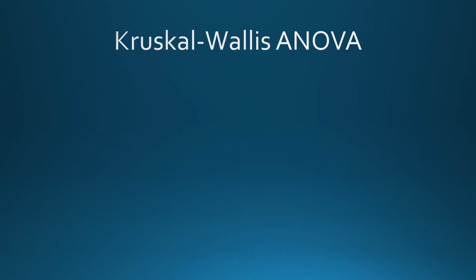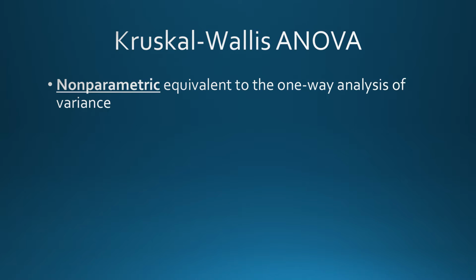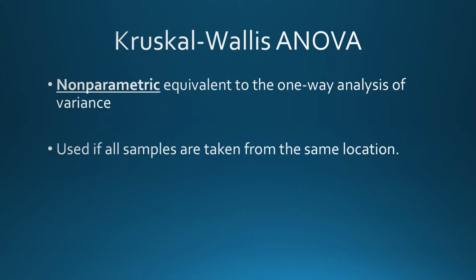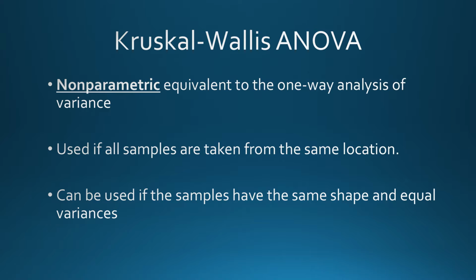Now, if we want to run a non-parametric ANOVA, we might look at using the Kruskal-Wallis method. This is a non-parametric equivalent to the one-way analysis of variance. We're going to use this if all the samples are taken from the same location. And it can also be used if the samples have the same shape and equal variances.